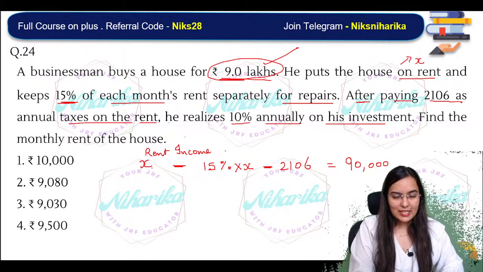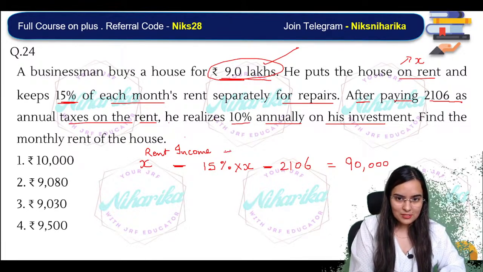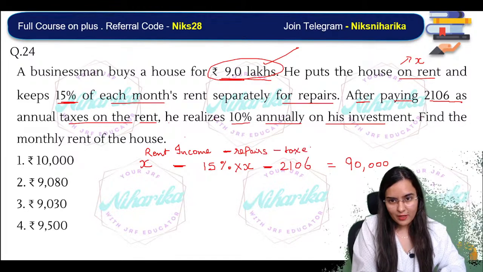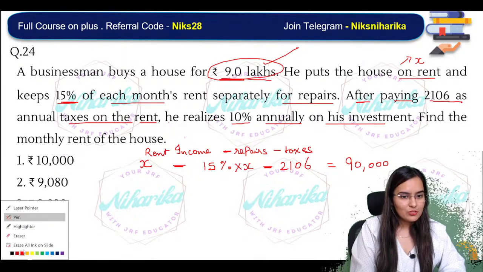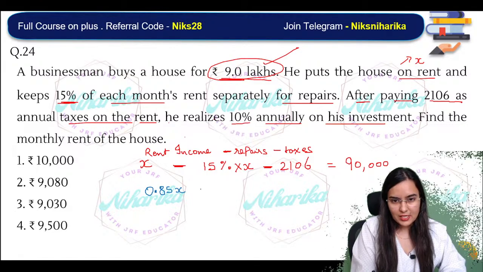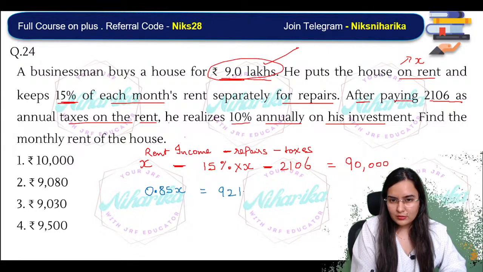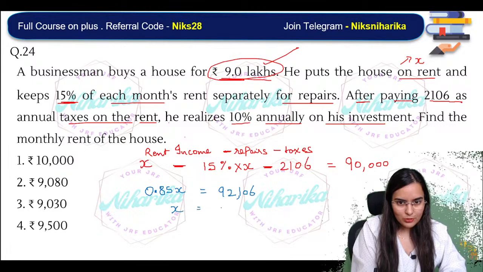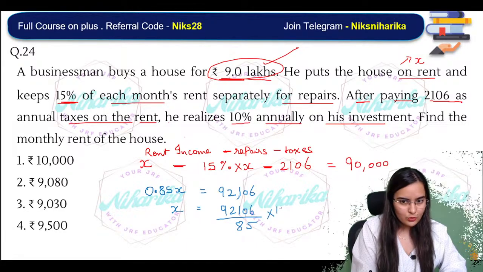So basically, X is given, minus 15% will be your expense for repairs, and minus taxes you have to pay, and what is left is only 10% of the annual investment. So just keep on solving it. Let's solve it. This is 0.85x equal to 92106, so x will be equal to 92106 divided by 85 into 100.